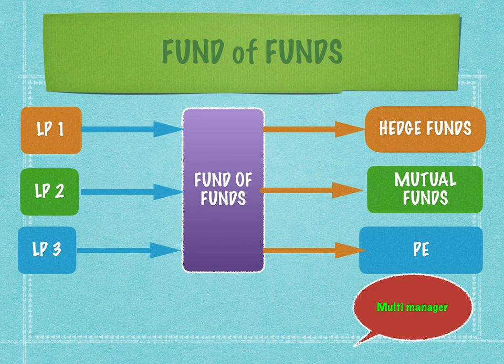Okay, so if in case somebody asks a question, what is a multi-manager fund? The answer would obviously be that it is a fund of funds. And why is it multi in nature? Because each of the entities, that's the fund of funds, has its own fund manager. The fund of funds then invests in hedge funds, which have their own fund managers. The mutual funds have their own fund managers. The private equity firms have their own fund managers, and therefore it's called a multi-manager fund.